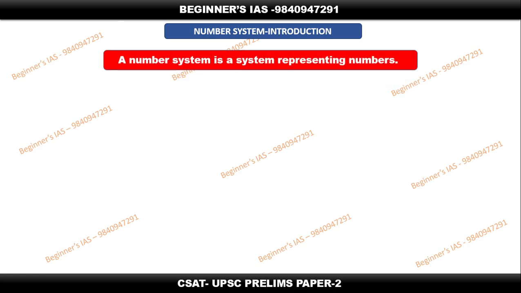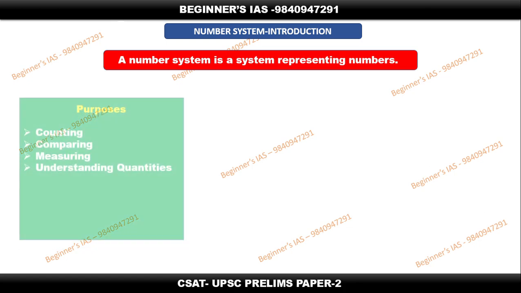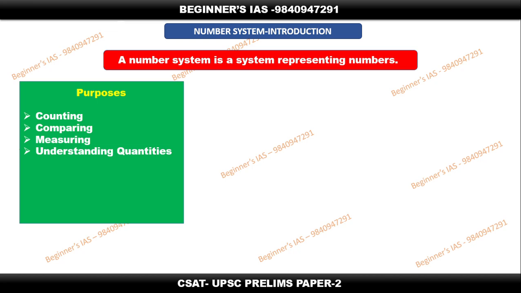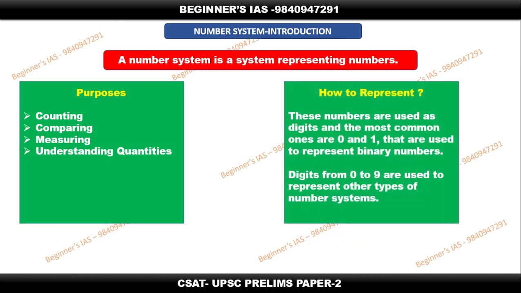A number system is a system representing numbers. What is the purpose of this number system? It is used for counting purpose, comparing, measuring, and understanding the quantities. And also note down that these numbers can be either a single digit number or combination of two or more digits. Always remember that the symbols are always known as digits.